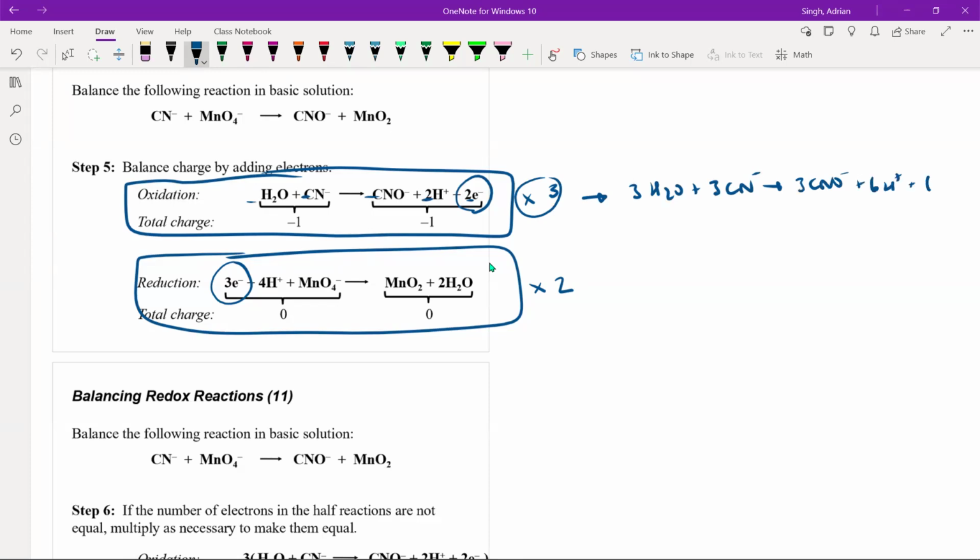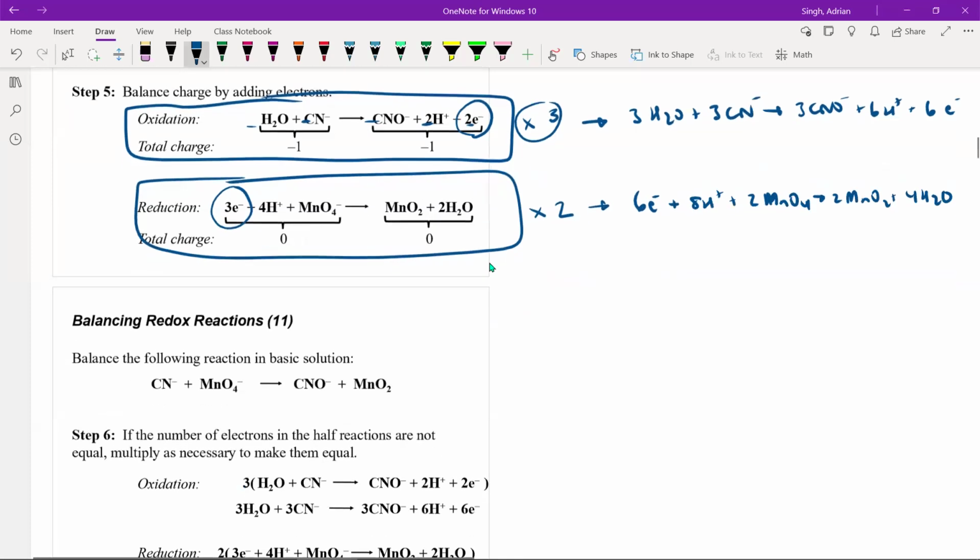plus 6 electrons. And then if I multiply the second one by 2, I end up with 6 electrons, plus 4 times 2 is 8 H pluses, plus 2 MnO4 minus to give 2 MnO2 plus 4 H2O.